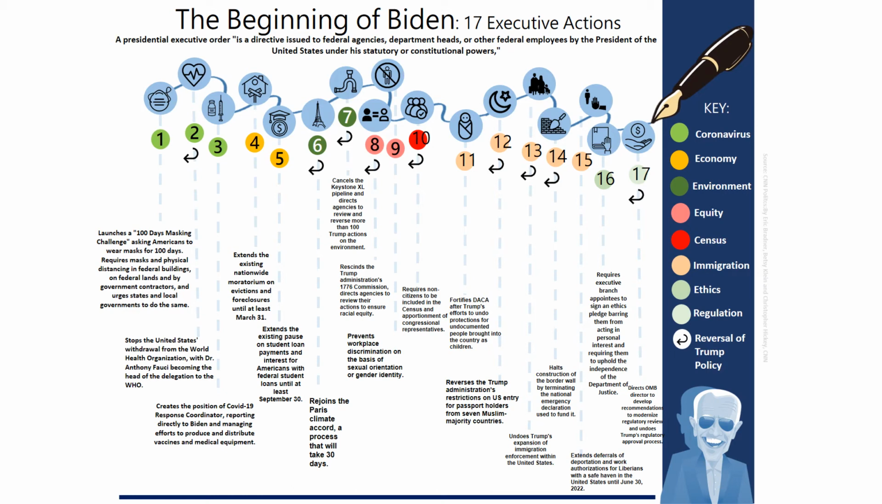So one of the new orders that he's introduced, the first one there, he's launched a 100 days masking challenge to ask Americans to wear masks for 100 days, and requires masks and physical distancing in federal buildings, on federal lands and by government contractors, and urges states and local governments to do the same. He's also stopped, which is a reversal from Donald Trump's policy, the United States from withdrawing from the World Health Organization, and he has also created the position of COVID-19 response coordinator, reporting directly to Biden and managing efforts to produce and distribute vaccines and medical equipment. So he's looking to tackle the coronavirus there through 3 executive actions.